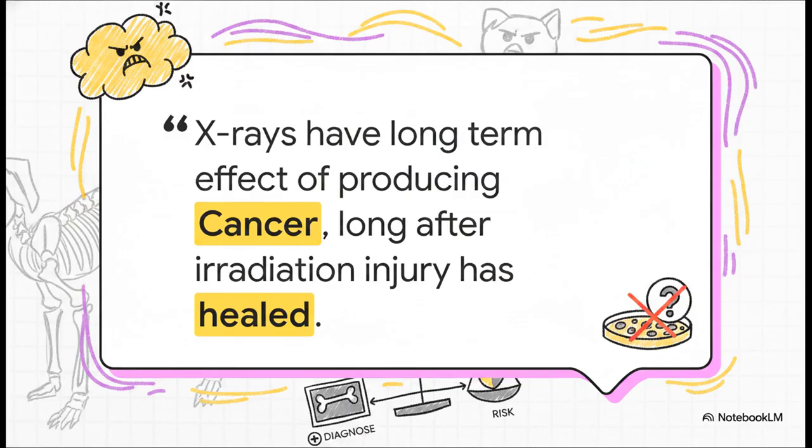But as we wrap up this explainer, we really must ground ourselves with a very sobering reality. While these incredible shadows save animal lives every single day, the ionizing radiation used to create them demands profound respect. Blood-forming organs, lymphoid tissue, embryos, they are all highly, highly radiosensitive. As our source text starkly warns, X-rays have a long-term effect of producing cancer long after any immediate irradiation injury has healed, which leaves us with a vital question for every veterinary professional out there.